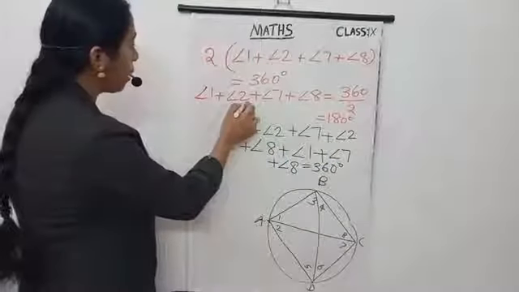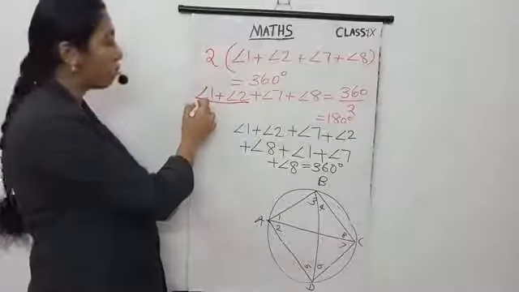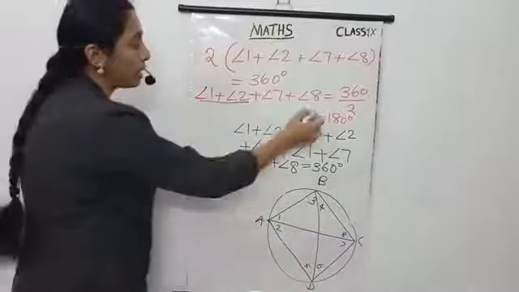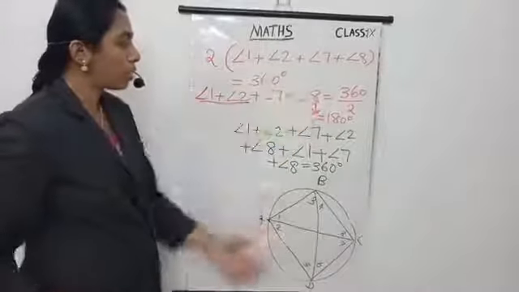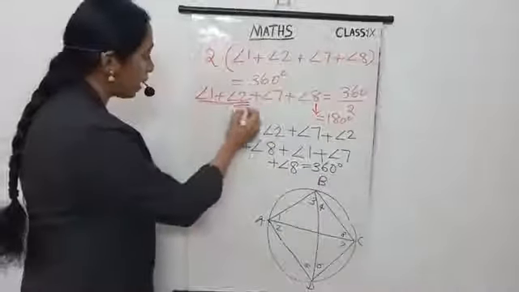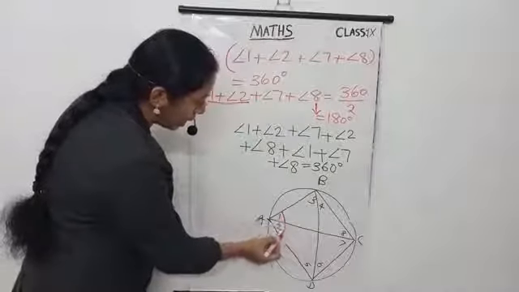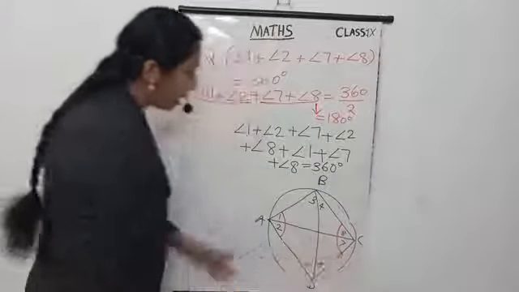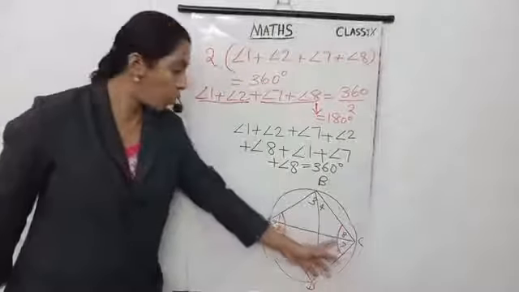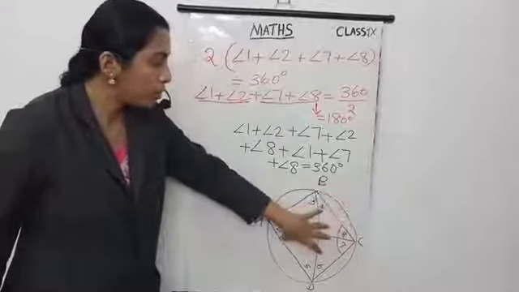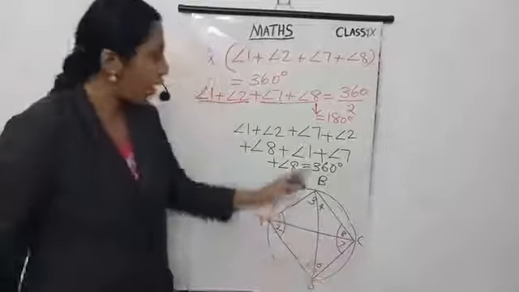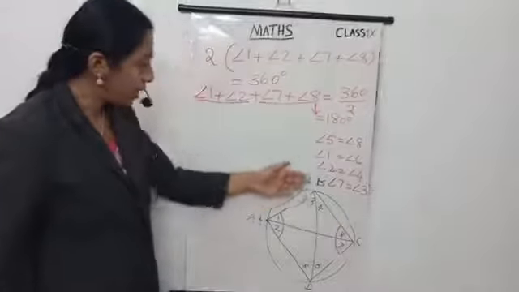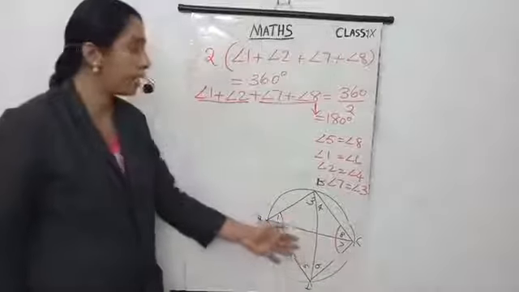Now consider angle 1 plus angle 2 plus angle 7 plus angle 8 is 180 degrees. We got that these four angles total 180 degrees. Now angle 1 and angle 2, that is angle A, and angle 7 and angle 8, that is angle C. That is, angle A and angle C are opposite angles, and the sum of these opposite angles of this cyclic quadrilateral is 180 degrees. So we can say that similarly these two angles sum also 180 degrees.